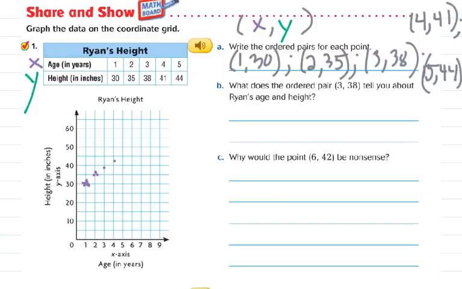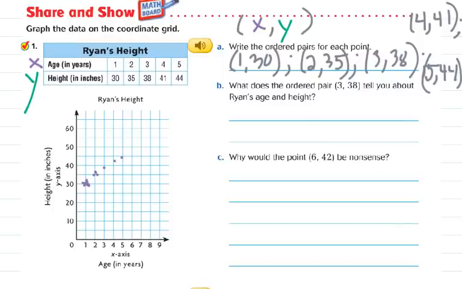This is really hard to do on the iPad. It's probably easier for you to do it. And then lastly, we're going to go over 5, and then we're going to go up to 44, which is going to be right before we're at the 45. So we're going to plot that point right over here.